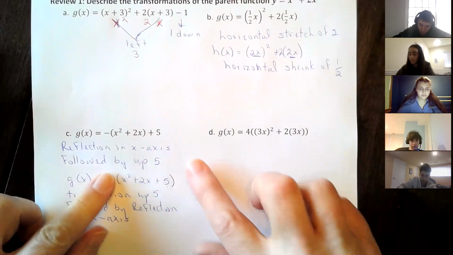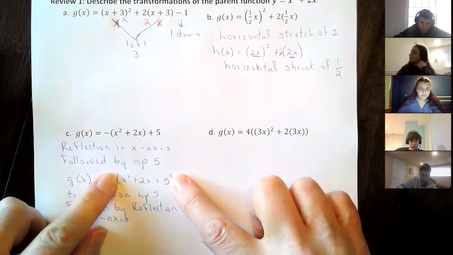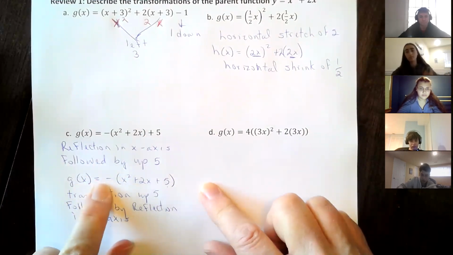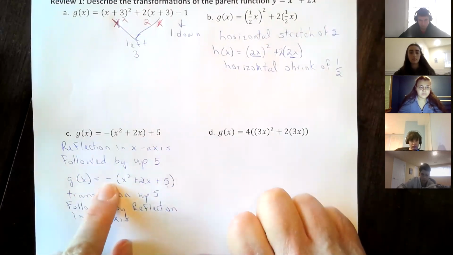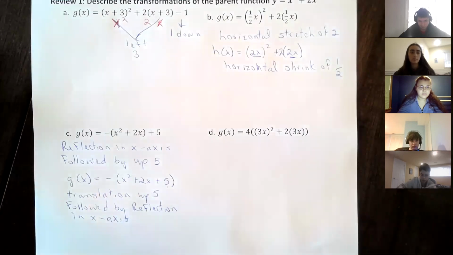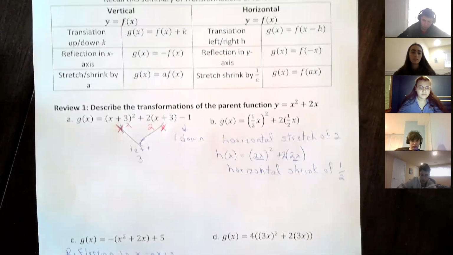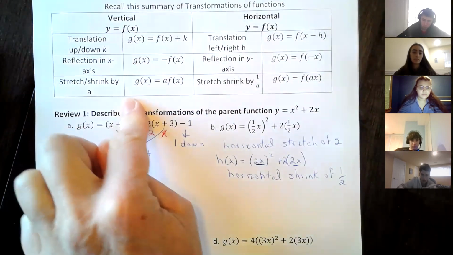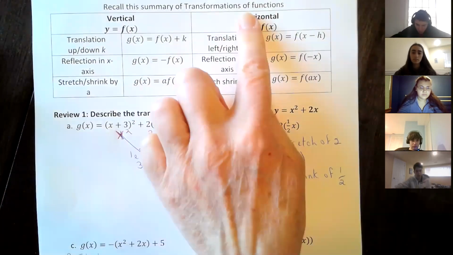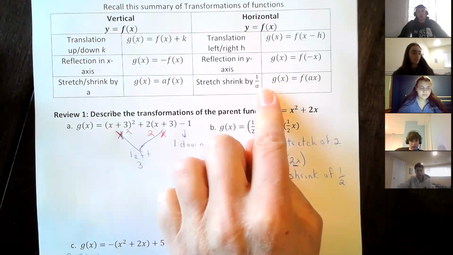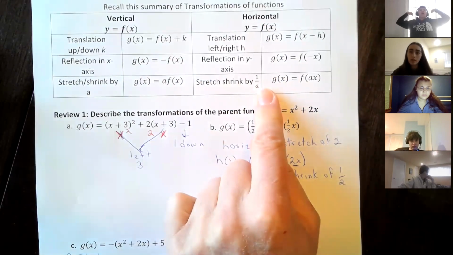Okay, this one, we do the plus 5 first, and then we take the result and we do the negative. So this one did the up 5 first, and then the reflection. Yeah, it gets really complicated with which goes first when we have mixes of shrinks or stretches. We can always tell because vertical follows the order of operations. Okay, PEMDAS. And horizontal is as if you were solving an equation, so it reverses the order of operations.